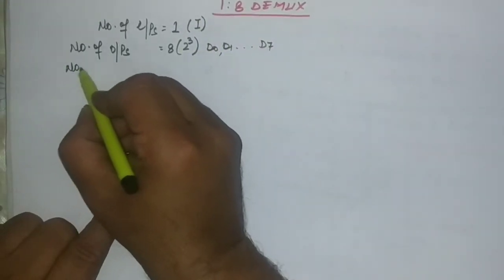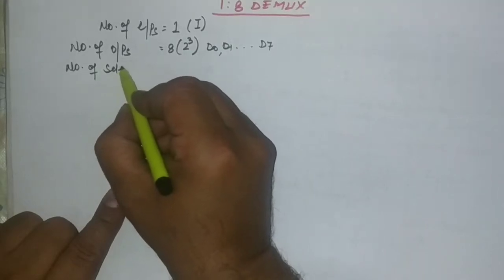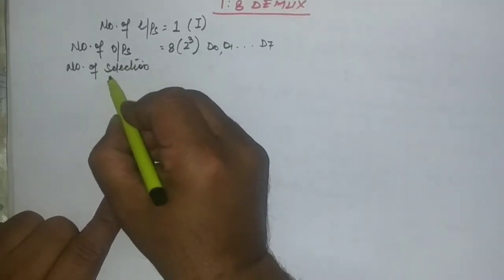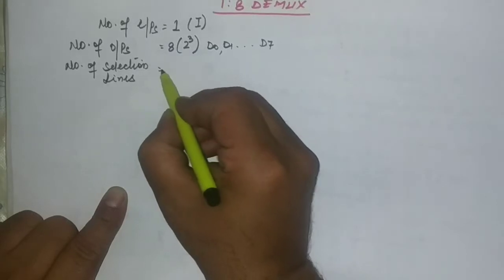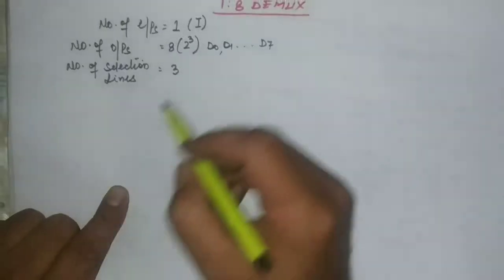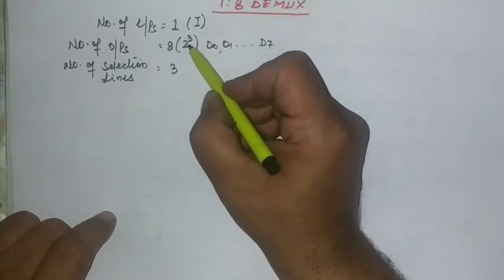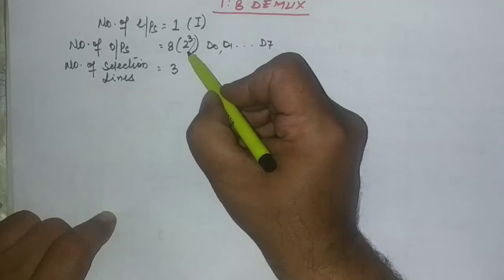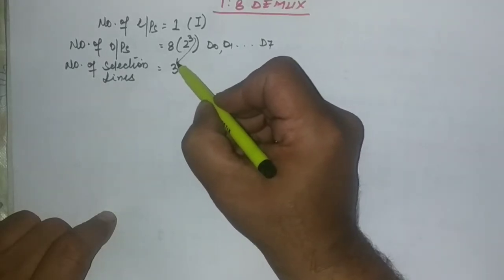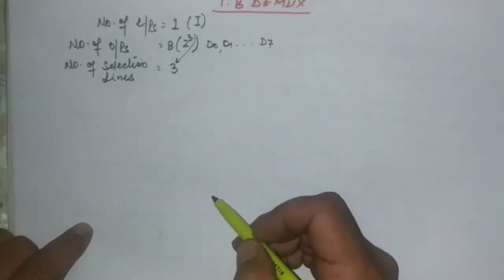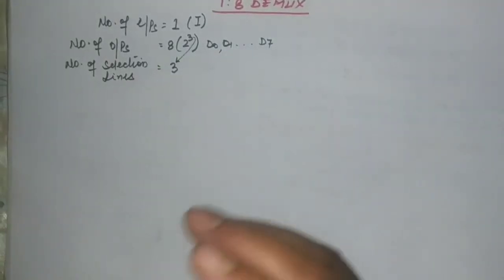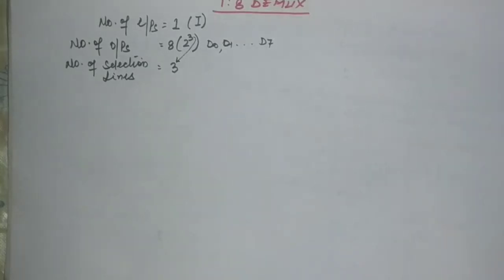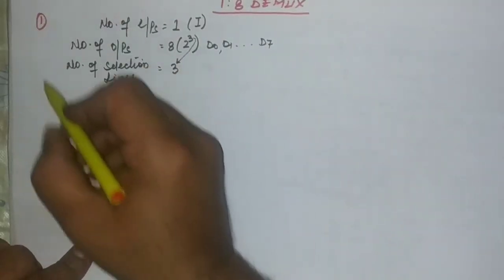Now the number of selection lines is equal to 3, because in previous lectures we also said that whatever the power of 2 is, here 3, that many selection lines we need. These are the selection lines which decide the output through which the input is directed. So this is the first point.